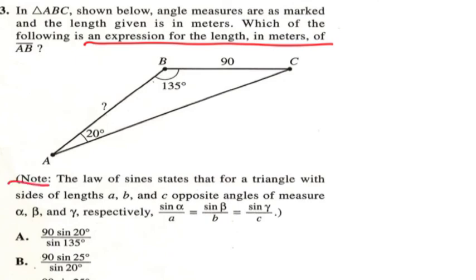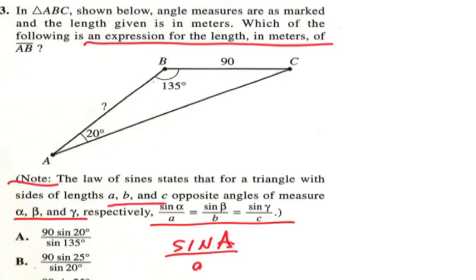Now, whenever the ACT gives you a note, make sure you always read it. And if they give you a formula, make sure you use it. The law of sines states that for a triangle with sides of lengths a, b, and c, opposite angles of the measure alpha, beta, gamma, respectively, and then they give you this information here. What it's telling you is that the sine of A is to the length of the side across from it as the sine of B is to the length of the side across from it. So we're going to go ahead and label the triangle.